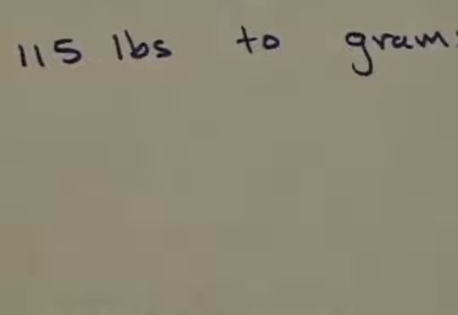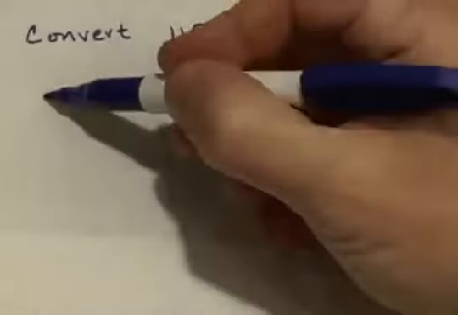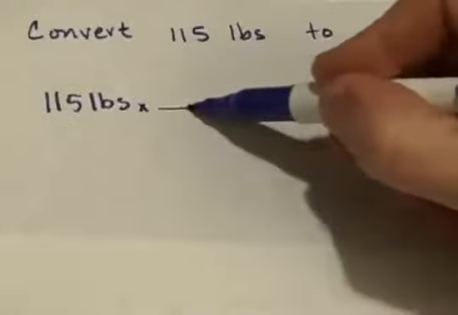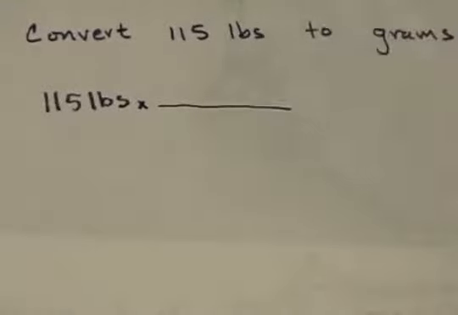So we're given that we have 115 pounds. So rewrite the 115 pounds first. 115 pounds. Put a multiply sign and put a line. Always put your units in. In the conversion factor, always put your units in first and then fill in the numerical value.